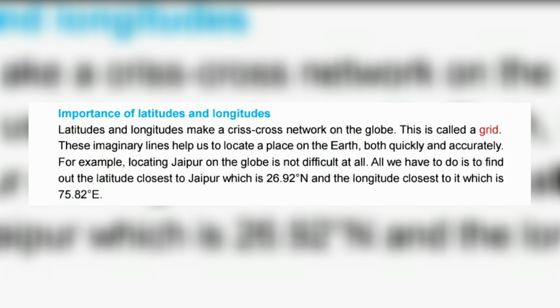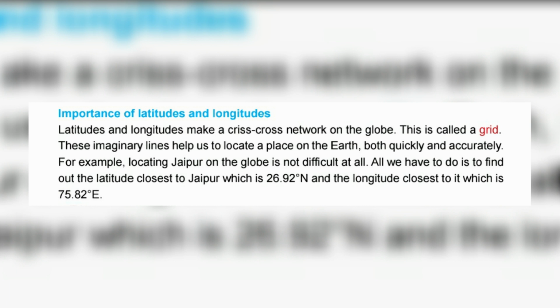These imaginary lines help us to locate a place on the earth. To locate a place on the earth, we refer to the latitudes and longitudes. These imaginary lines help us to locate a place on the earth both quickly and accurately. For example, locating Jaipur on the globe is not difficult at all. All we have to do is to find out the latitude closest to Jaipur, which is 26.92 degree north, and the longitude closest to it, which is 75.82 degree east.